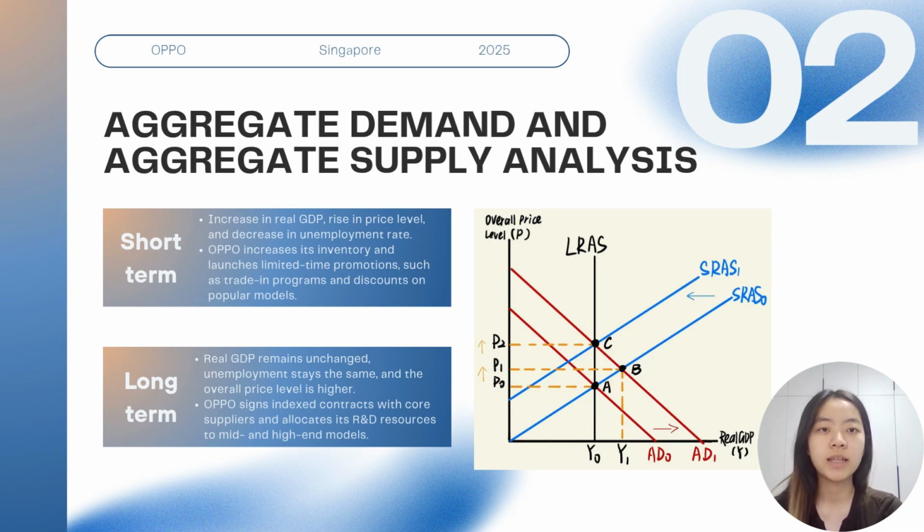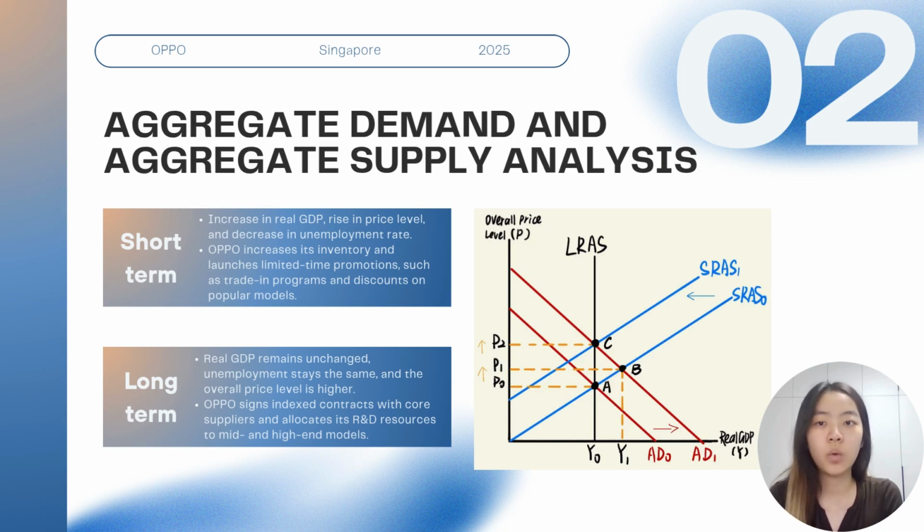In the short term, the tax rebate increases people's disposable income. This is an expansionary fiscal policy. At the same time, we know that AD equals C plus I plus G plus X minus Z. When consumption and investment both increase, total demand also increases. So the AD curve shifts right from AD0 to AD1. It meets SRAS0 at point B. At that point, real GDP rises from Y0 to Y1, and the price level goes up from P0 to P1.